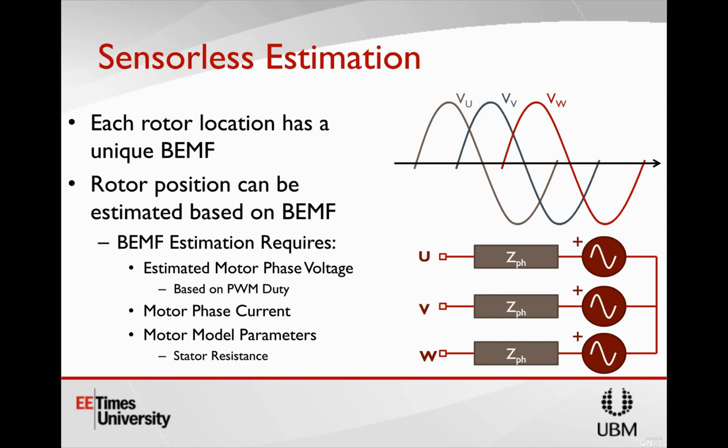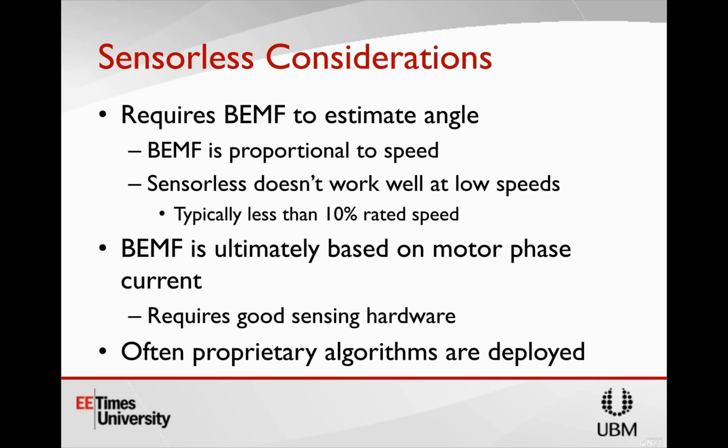So let's talk about some of the considerations for sensorless control. Since we're doing the sensorless based on the back EMF, we have to have the back EMF in order to estimate that angle. And since the back EMF is proportional to speed, that means that the sensorless is just not going to work well at low speeds. The typical rule of thumb is about 10% of rated speed is where sensorless starts to begin working very well. Much below that, it's difficult to separate signal from noise. And so you tend to have sensorless estimators that don't work really well much below 10% rated speed, just because there's a lot of noise in the signal.